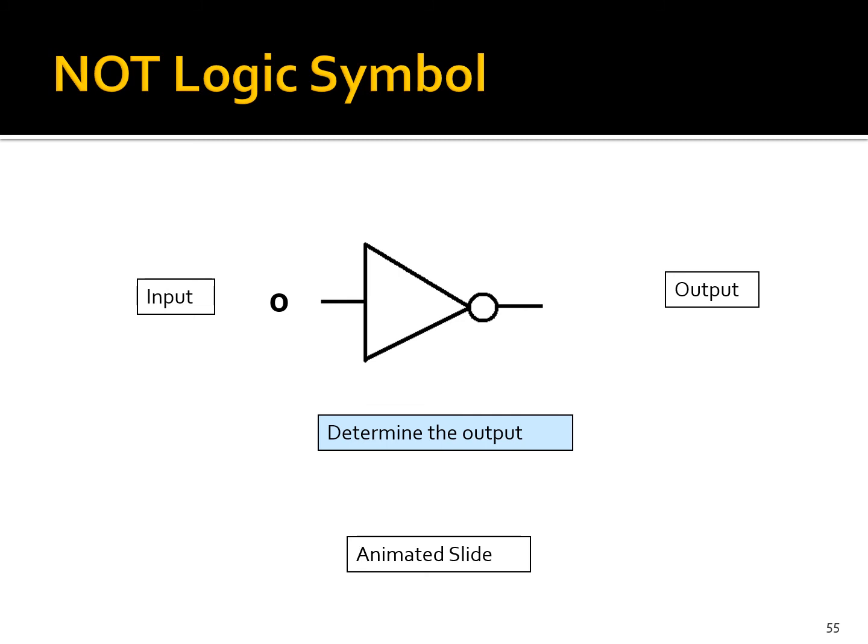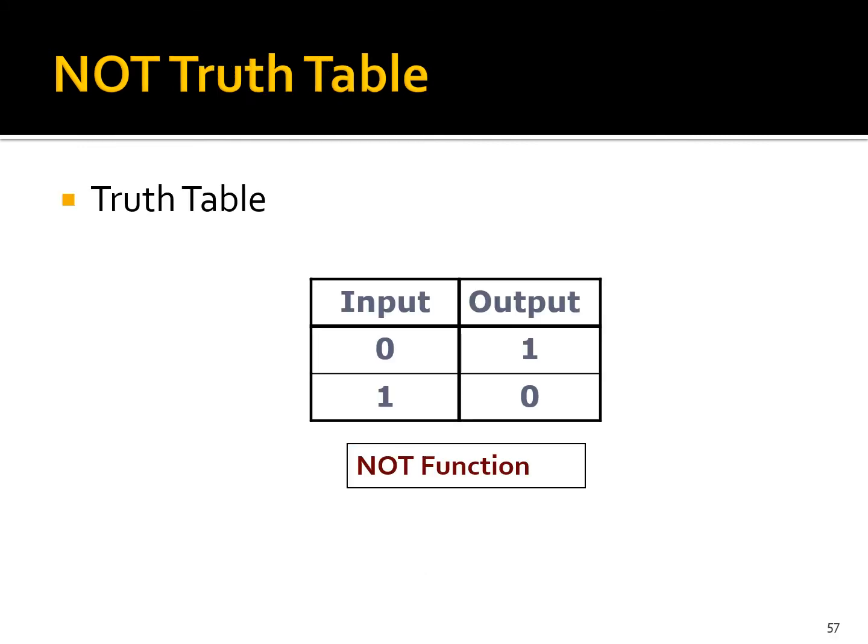So here I have my little animated slide. I have a 0 going in, which tells me I'm going to have a 1 coming out. I have a 1 going in, I'm going to have a 0 coming out. So the truth table for the NOT gate has my input of 0, my output of 1, my input of 1, my output of 0.